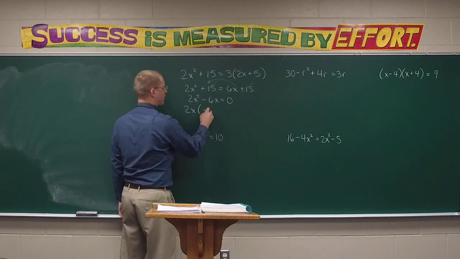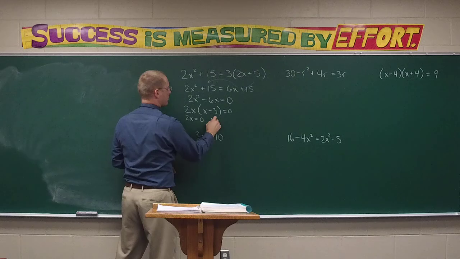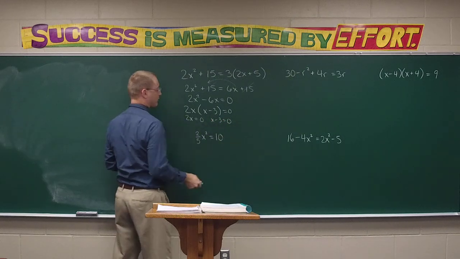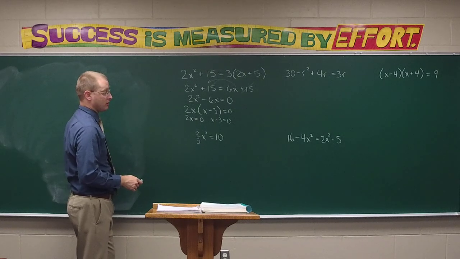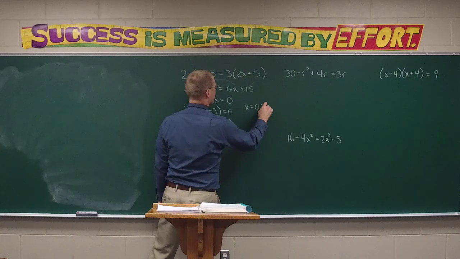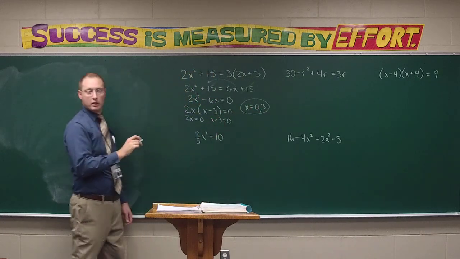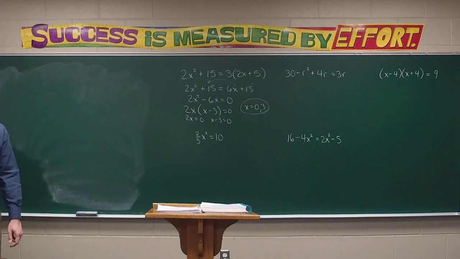Yeah, there's a 2x. Pull out a 2x, I think I heard. And then remember, set both factors equal to 0. And what should we get for our answers on the first one? x equals 0 and 3. x equals 0 and x equals 3. How many had those answers on the first one? All right, continue working if you're good. Questions on the first one? All right, continue working.